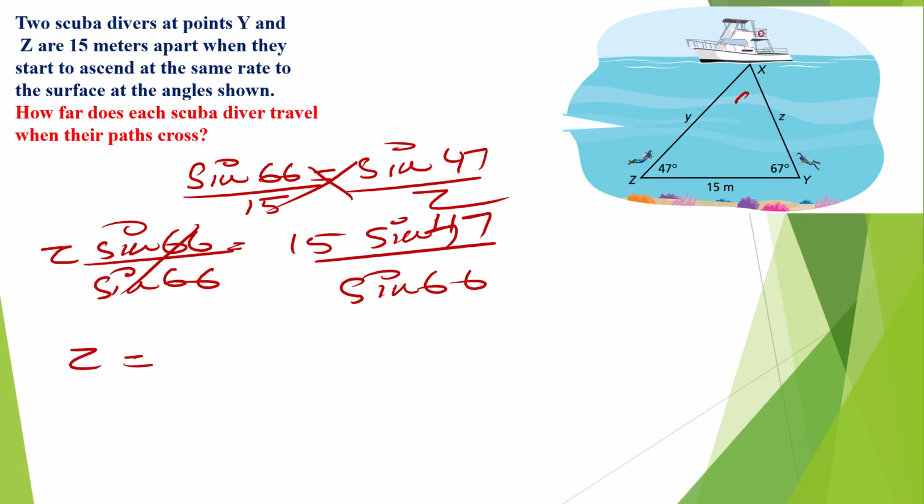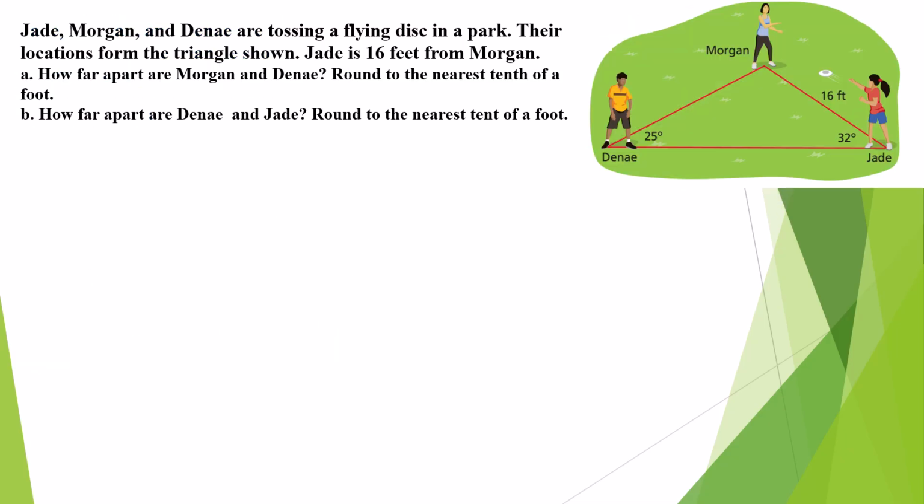So 15 sine 47 close divided by sine 66. So we will get 12.008 meters. So that is our final unknown values. One last: Jade, Morgan and Dan are tossing a flying disc in a park. Their locations form a triangle. Jade is 16 meters apart from Morgan and making an angle of 32 degrees, and you have to find out how far apart Morgan and Dan are.